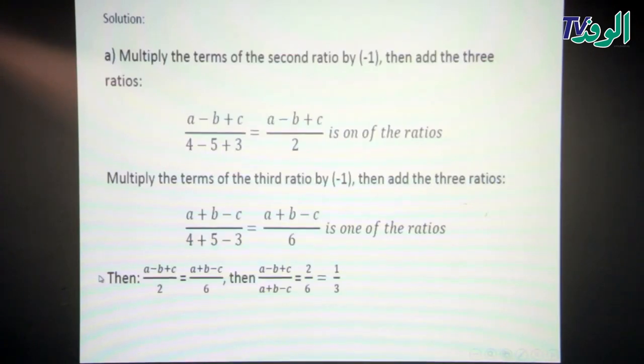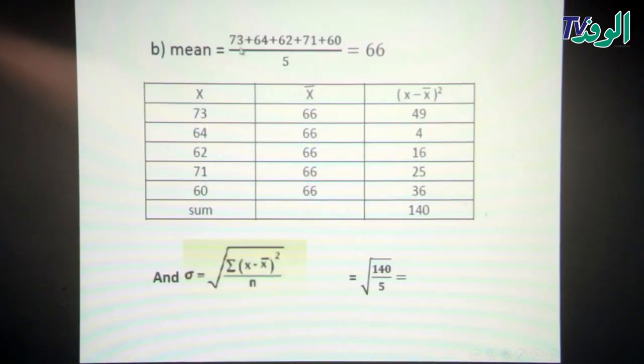Number B. Calculate the arithmetic mean and the standard deviation of the set of values 73, 64, 62, 71, and 60. About the arithmetic mean, what is the rule of it? Yes, sum of values over the number of values. Before we start, let's count how many values: 1, 2, 3, 4, 5. Go, Mr. Alfred. The mean equals 73 plus 64 plus 62 plus 71 plus 60 over 5. Using your calculator, we can get 66, which is the mean.